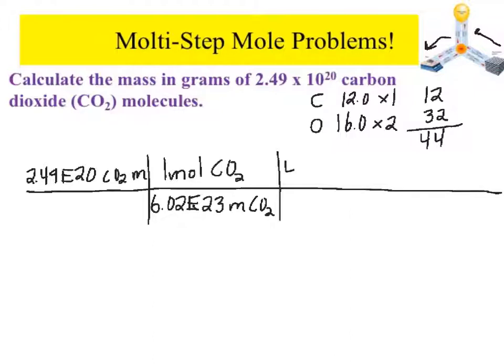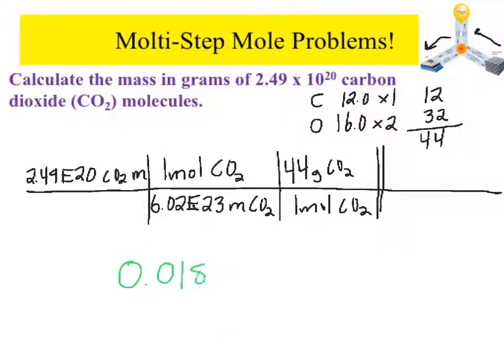So 44 grams of CO2 for every 1 mole of CO2. And I do that so that moles on bottom can cancel. And I am done. So I just have to calculate now. And the answer that I get is 0.0182 with sig figs. And that will be grams of CO2.